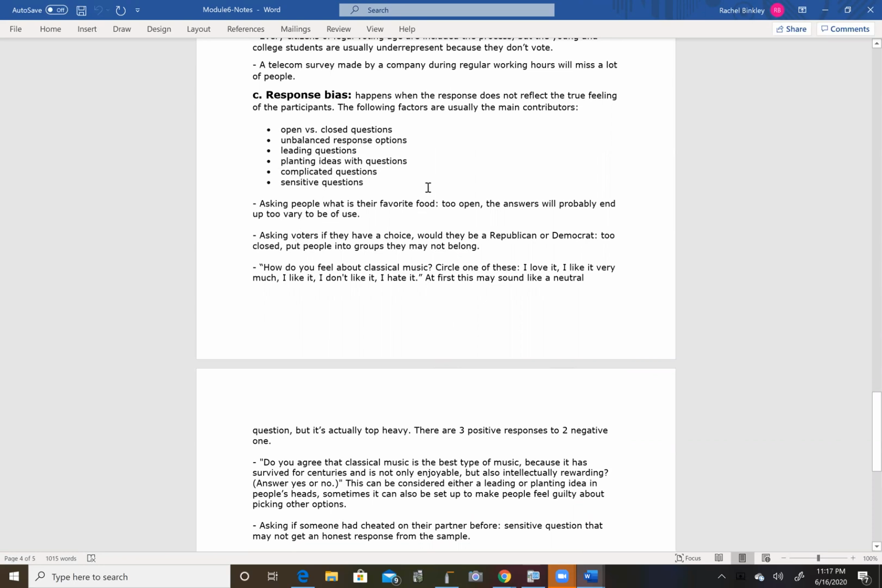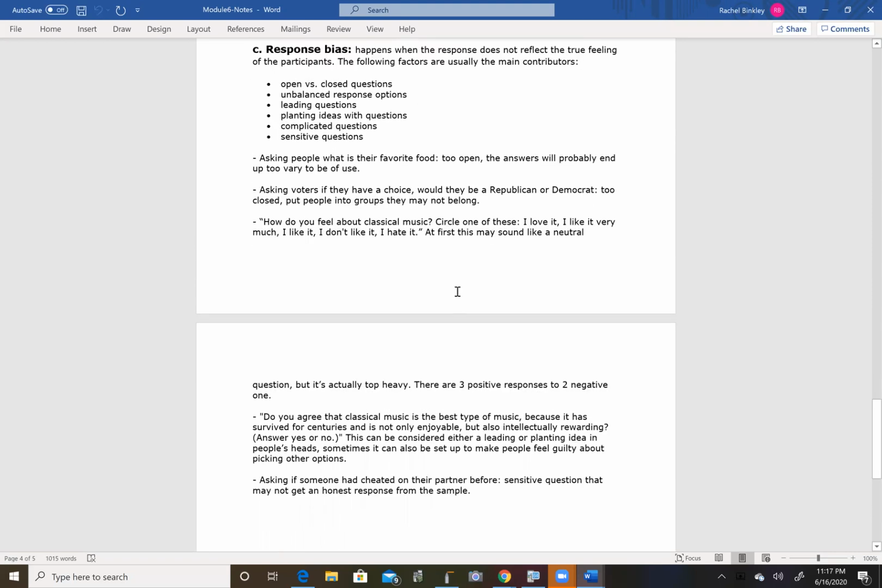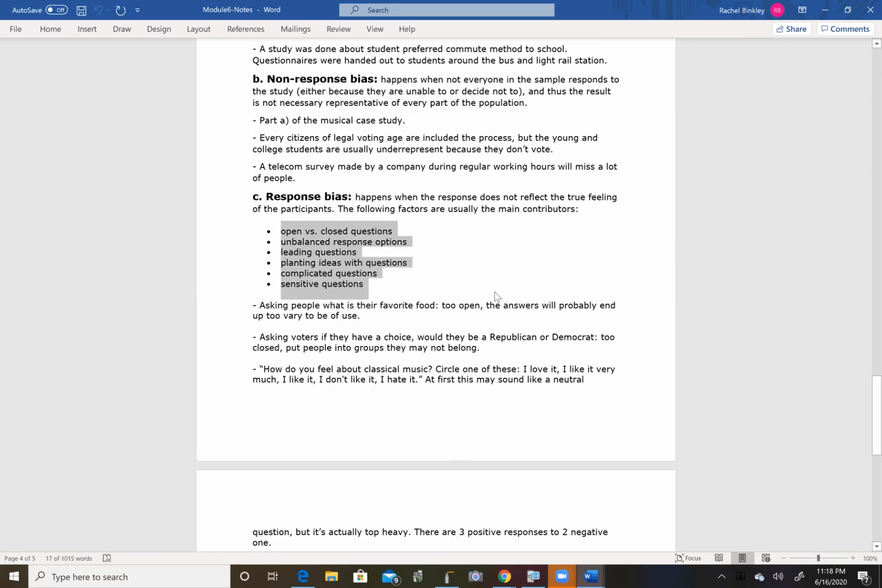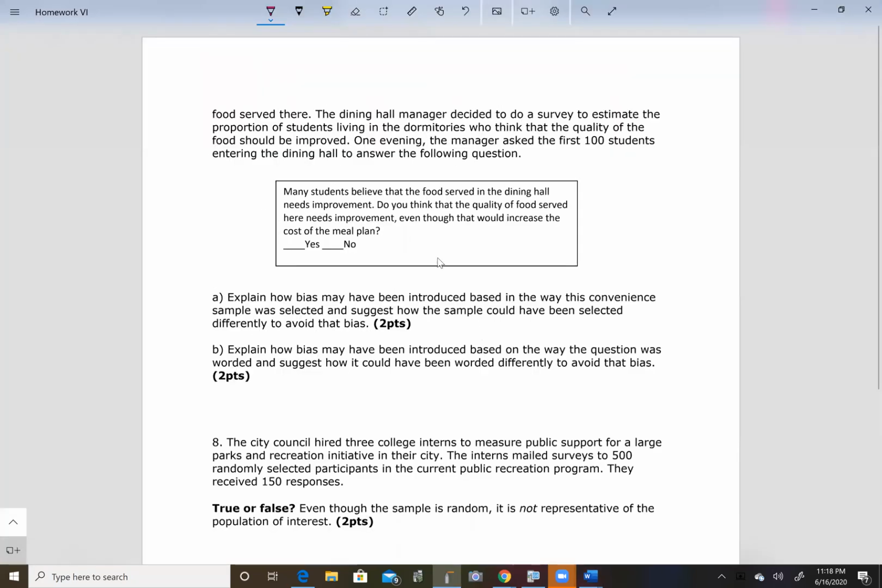So asking a person what is their favorite food is too open. Asking voters if they have a choice, would they be a Republican or Democrat, is too closed. How do you feel about classical music? Circle one of these. So we're just going through these. I'm looking at the different types of bias and asking a question. And I'm going to go back and look at the question.